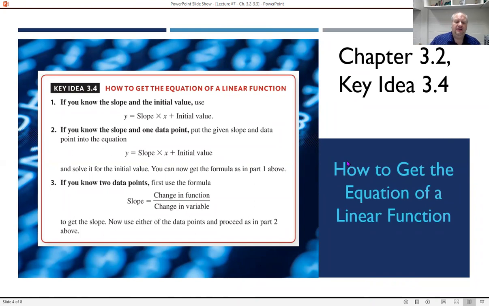Let's talk about here how to get the equation. First, if you know the slope and the initial value, it's a piece of cake. You just put it right into the formula. So hopefully in a perfect world, the word problem says the first number was this, the slope is that. And so what is the function? And it's easy to just piece it together using the formula, plug everything in where it goes. Notice in the formula, y and x are there.